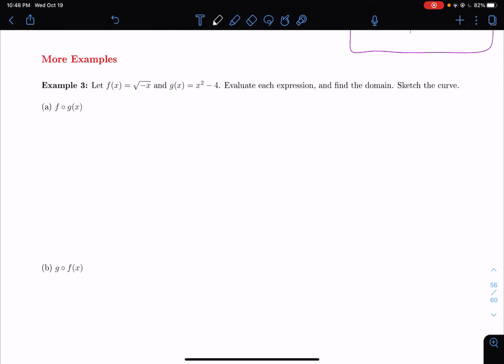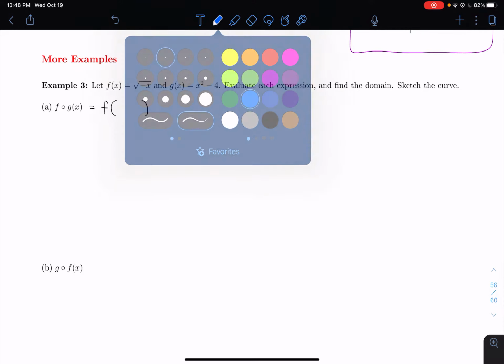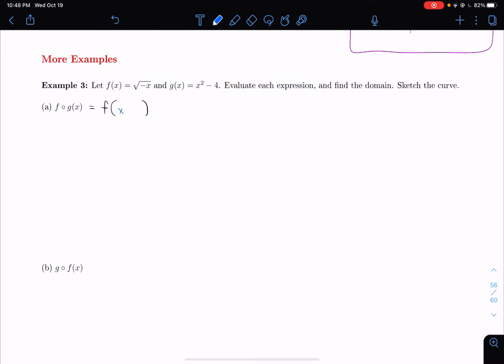So part A, we have this composition of functions. This is f of g of x. So that means the outer function is f, and we're going to plug in g of x into it. So g of x is x squared minus 4. And now whatever's in the parentheses, in this case x squared minus 4, I've got to plug that into my f of x function where the x is.